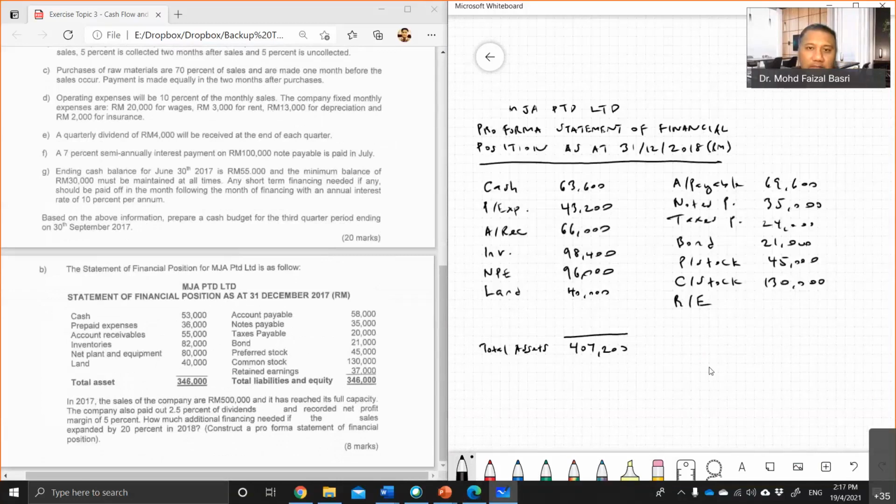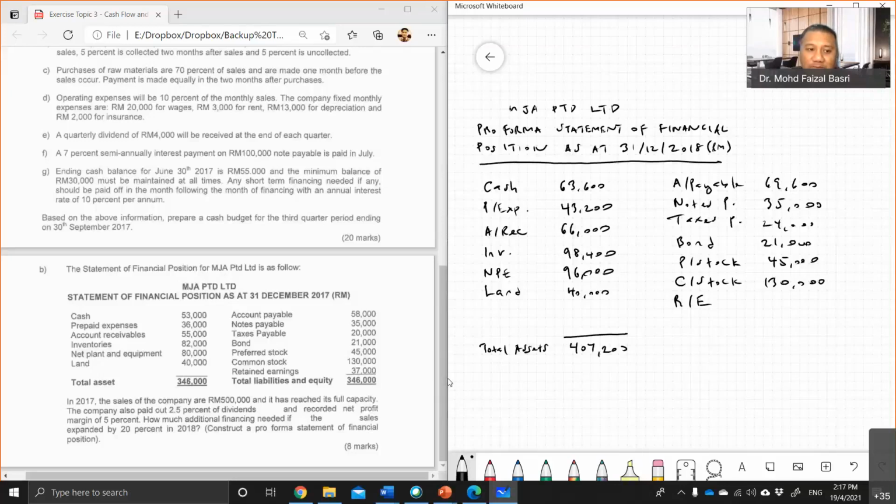So as a recap, we are trying to prepare Proforma statement of financial positions or Proforma balance sheets. We're going to increase or estimate our statement of financial positions consistent with the increments of the sales. So first things first, whenever we want to prepare a Proforma statement of financial positions, we're going to need the percentage of increment of sales. For this question, the increment is 20% for the following year. 20% increase next year.